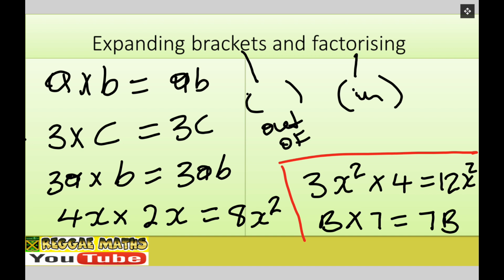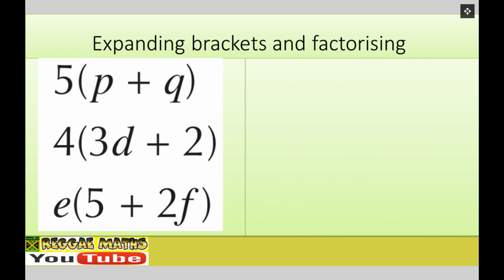Now let's just clarify a few more things here. a is equal to 1a. So you need to understand that. Okay, let's go through some examples. The key thing here: the number or letter outside the bracket is multiplied by everything inside the bracket. So 5 times p is 5p.